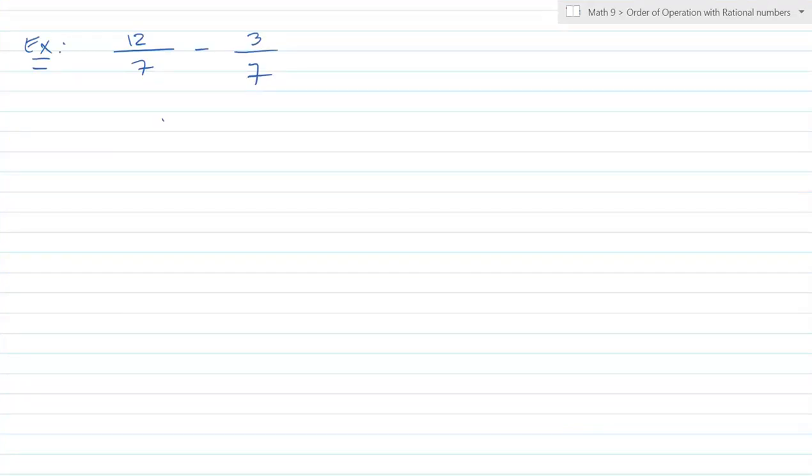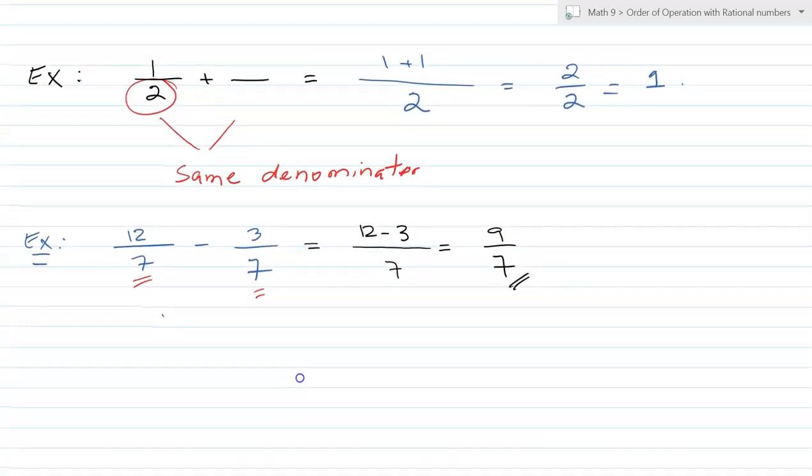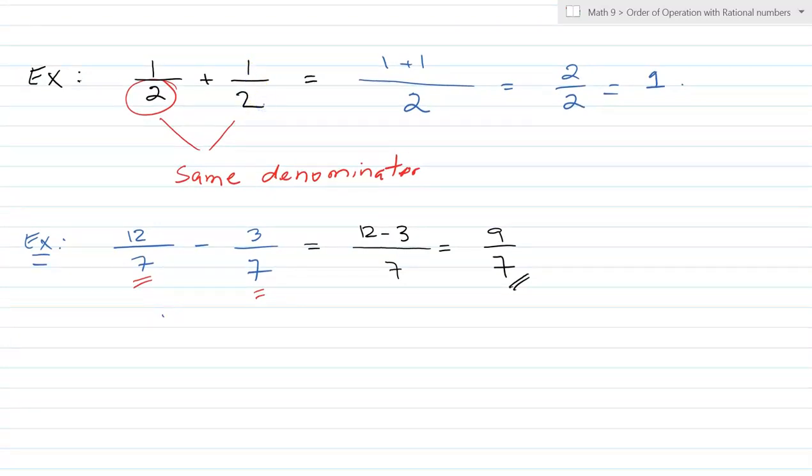Okay, look at another example. 12/7 minus 3/7. I'm using subtraction. Same idea again. Notice that the denominators are the same. Now we can go ahead and basically write one of the denominators down, the common denominator, lowest common denominator, and then we just subtract 12 minus 3, and in this case will be 9 over 7. If we can simplify 9 over 7, great. If we can't, let it be. So in this case we can't. That's the final answer.